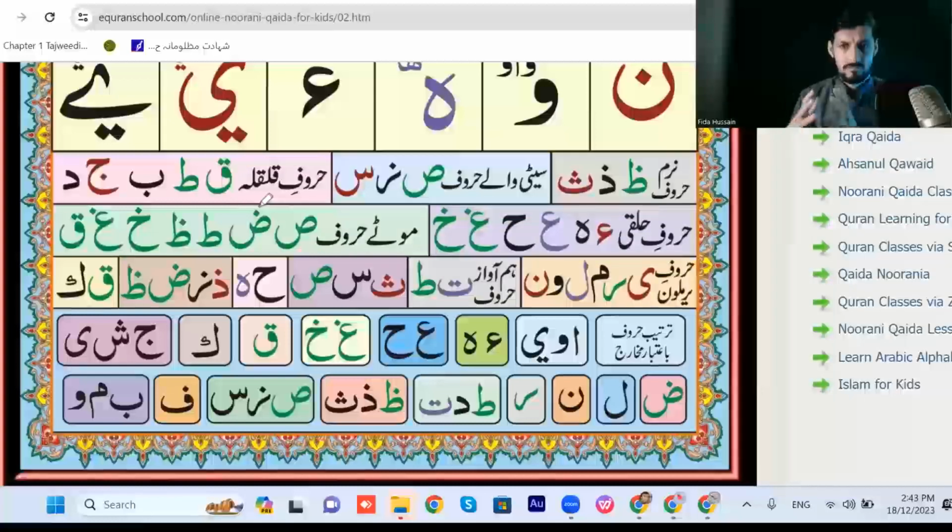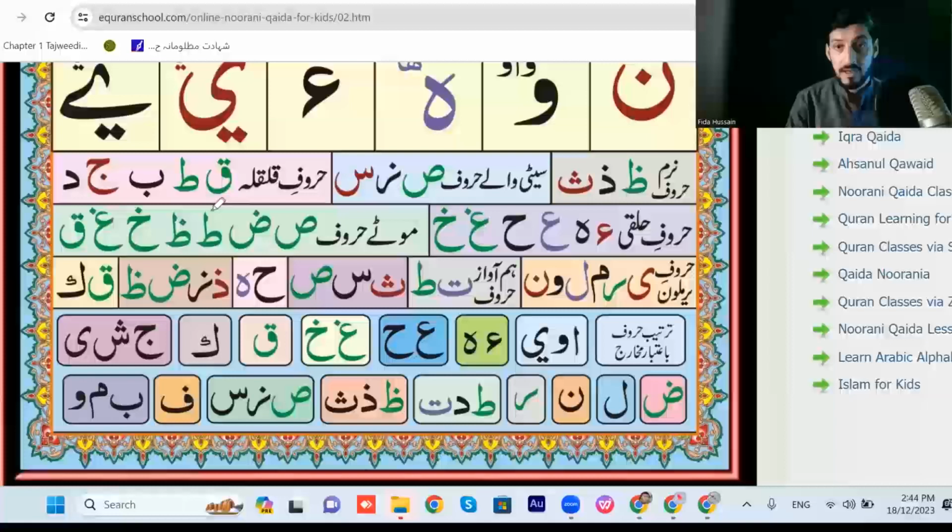Qalqala means bounce. You can say bounce. Okay, how to bounce? So some letters, when they are sakin and they have sukoon, we have to bounce. How many letters are there? The bounce letters are 5. Qaf, ta, ba, jim, dal. We call them huruf qalqala. The qalqala letters are 5. Qaf, ta, ba, jim, dal. Qutubu jad.